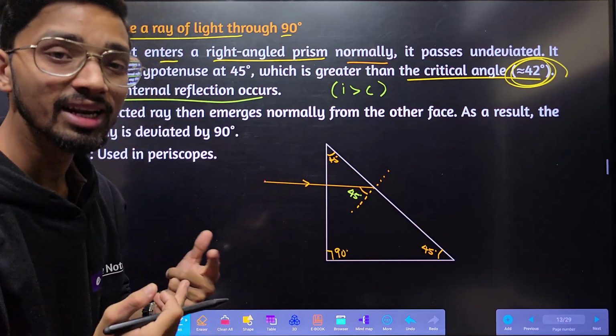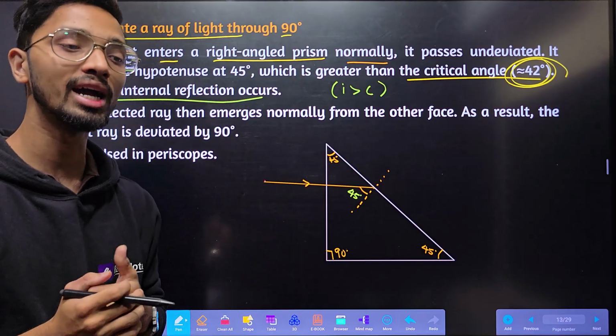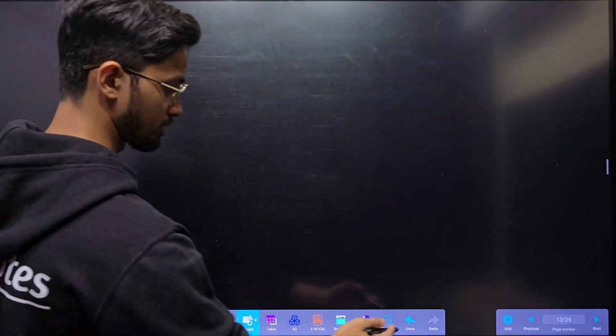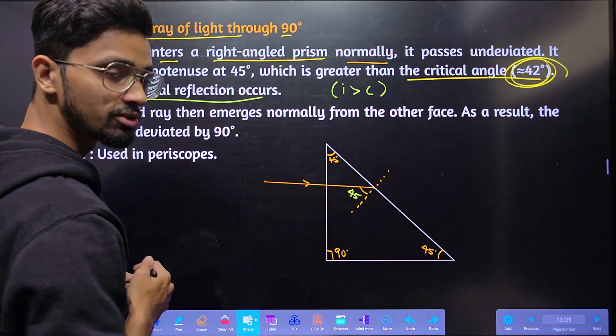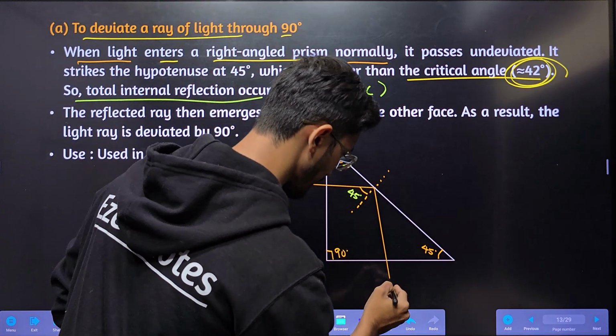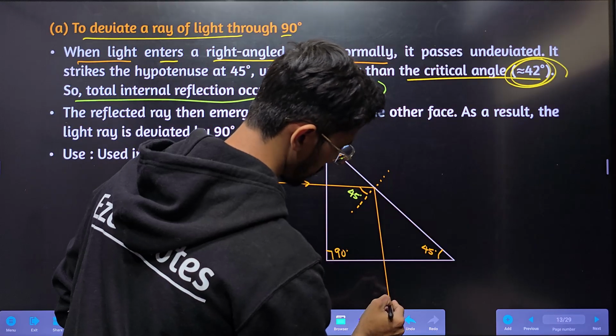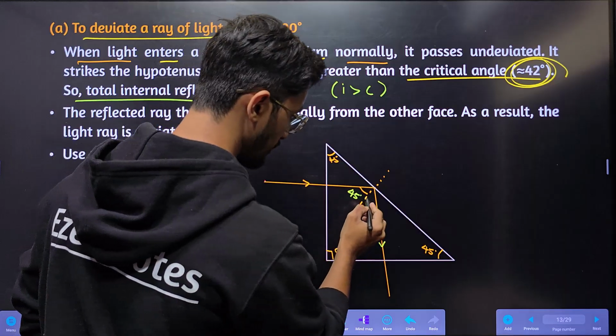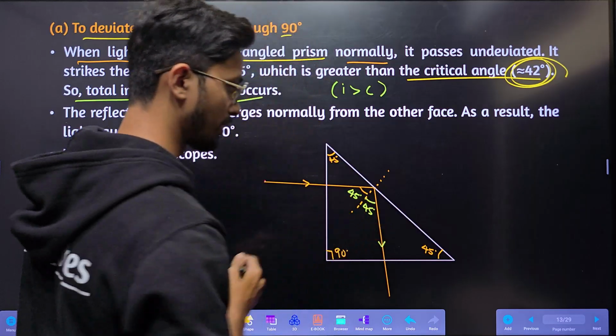It will be totally internally reflected. In reflection, what happens? Angle of incidence will be equal to angle of reflection. So like this it will be reflected back like this, and this angle will also be 45 degrees.